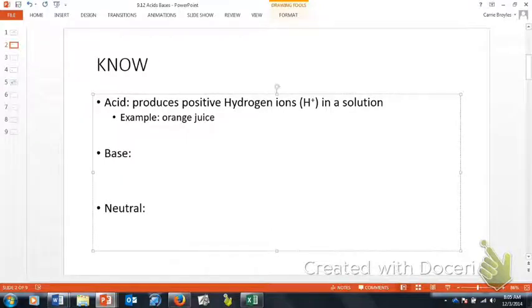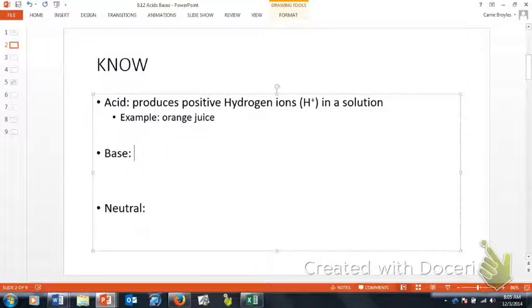Now, I want you to add after this example that most acids react with metals. This is the thing that you need to add. Most acids react with metals. And so we'll show a demonstration of that when we go to lab and what that actually will look like.